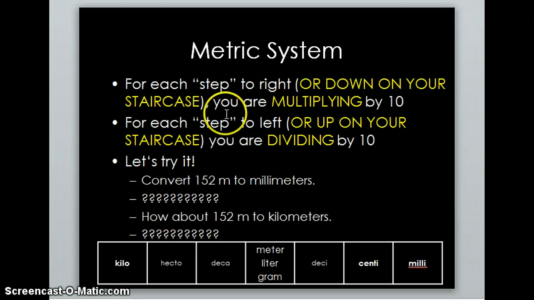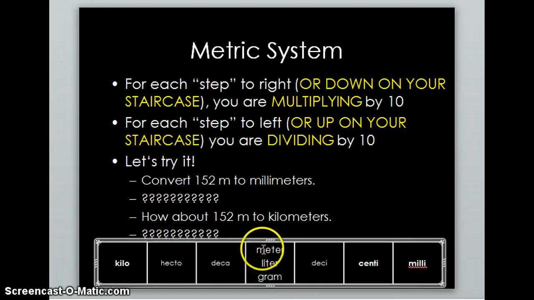Okay, so for each step on the staircase, as you go to the right, you're going to multiply by 10. So going from the base unit of meter, liter, or gram, each step to the right, deci, centi, and milli, is going to multiply by 10. So from meter to decimeter, 1 meter is 10 decimeters, so 1 times 10 is 10. Going from meter to centimeters is 10 times 10, so that's 100 centimeters, and meters to millimeters is 1,000.